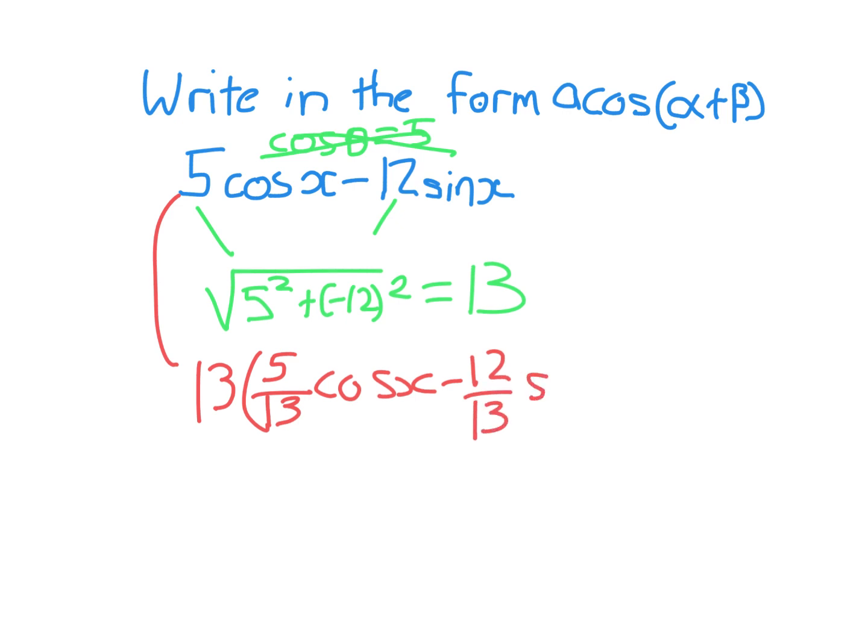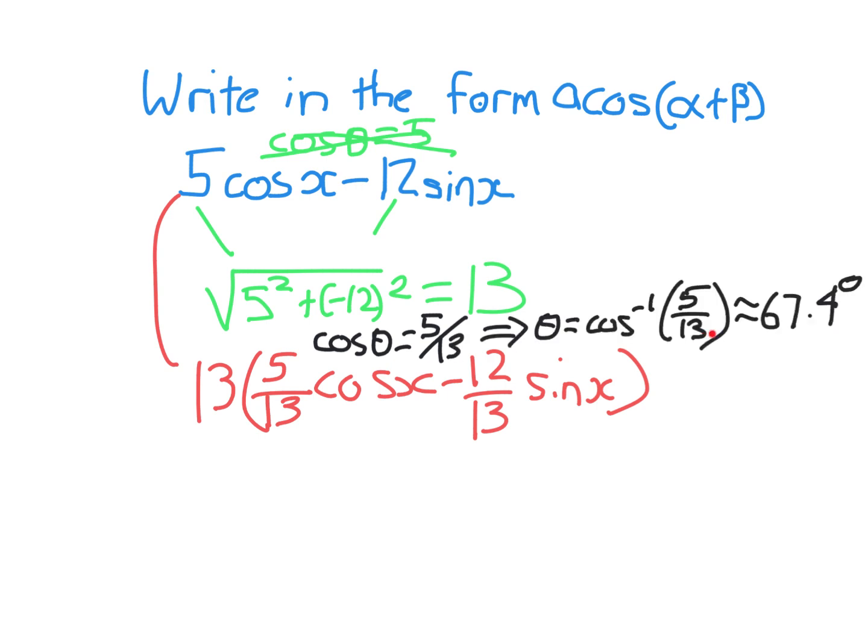Okay, so why did we do that? How is that possibly going to help? Well, clearly we can easily solve cos theta equals 5 over 13. In fact, we can just put that in our calculator. Theta equals cos inverse of 5 over 13. So putting that in our calculator, we get 67.4 degrees. It really wouldn't matter if we had the answer here in radians.